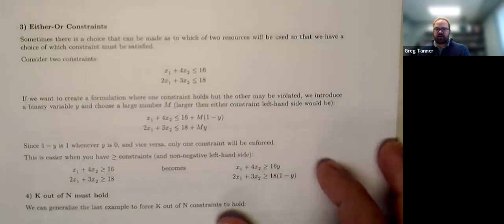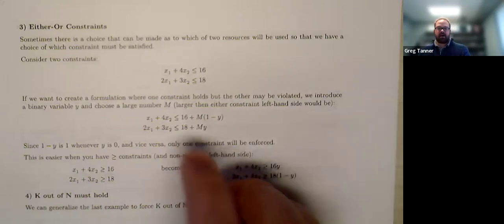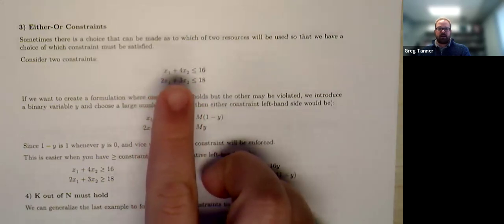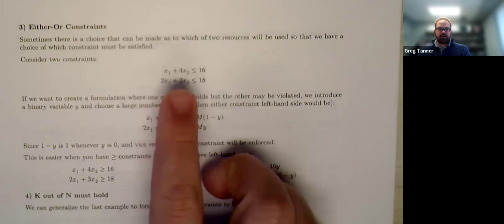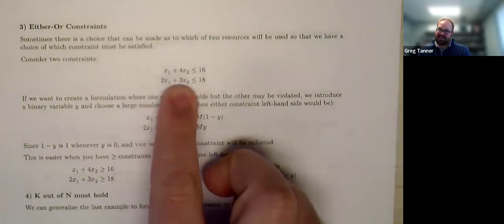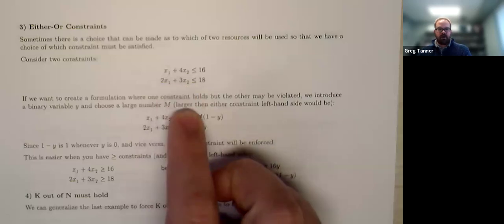Sometimes you have a choice of either-or constraints. This might be the case when you have two resources that you could use to get something done. You're either using one resource and your activities are consuming that resource maybe differently than the other resource. And so you either need to satisfy this constraint or this constraint, but you don't need to satisfy both constraints because you're only going to use one or the other.